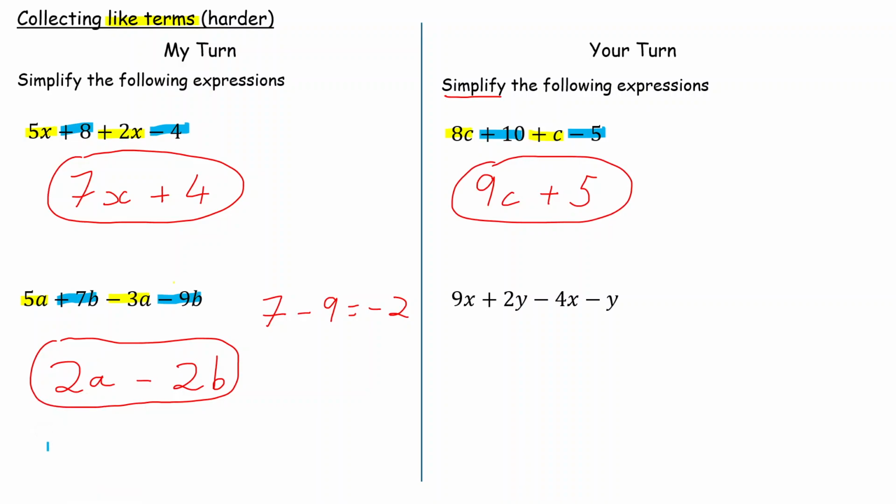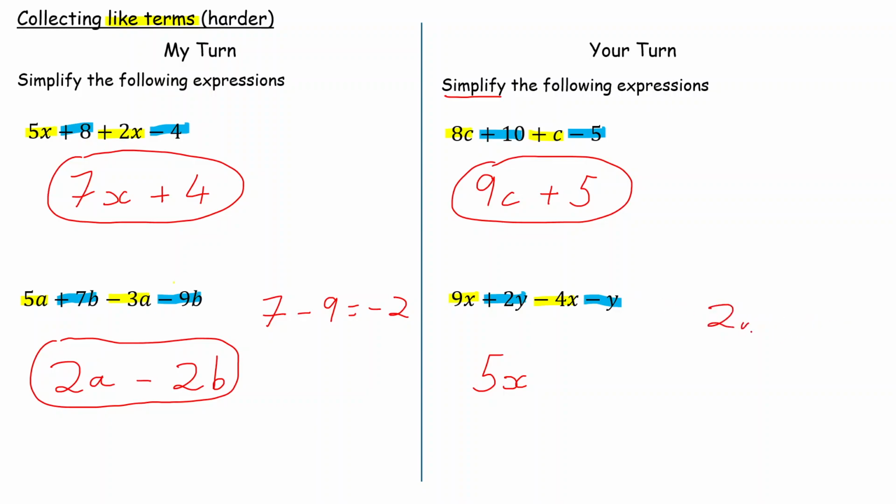The second one, we've got a 9x and a negative 4x. Remember the sign, you must belong it with that term, the 4x. And then we've got a positive 2y and a negative y. Okay, negative 1y. So what's 9x take away 4x? Well, 9 take away 4 is 5, so positive 5x. You've then got a positive 2y, and you're taking away 1y. So 2 take away 1 is going to give you 1.